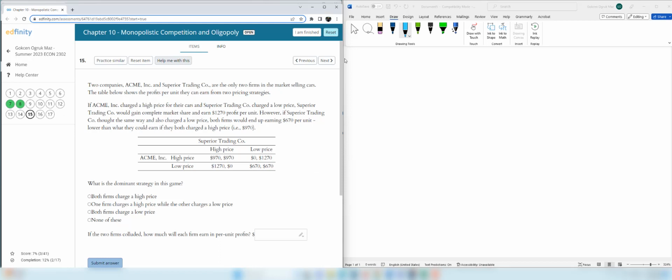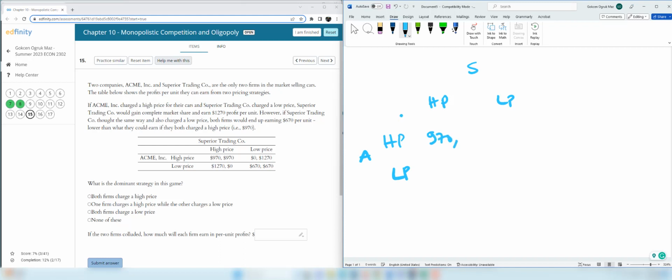So let's first draw the payoff matrix, and we have high price and low price, the same high price and low price. We have Acme here, we have Superior Trading Co. here. The first payoff is for Acme, 970. The second payoff is for Superior. And 0, 1270. Here 1270, 0, 670 and 670.